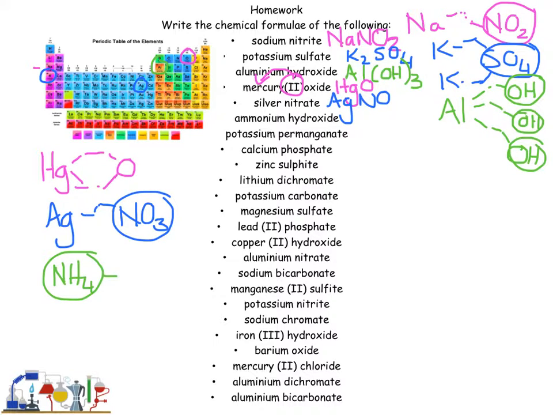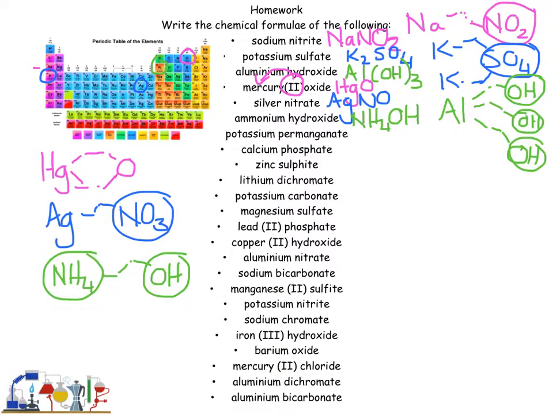Ammonium hydroxide. The ammonium ion is NH4 plus, which means it's got a valency of 1. And hydroxide, remember, was your one exception that ends with an "ide" but doesn't come straight off the periodic table. It's OH. Hold hands, and you land up with NH4OH. No brackets because I haven't got more than one of any of the group.